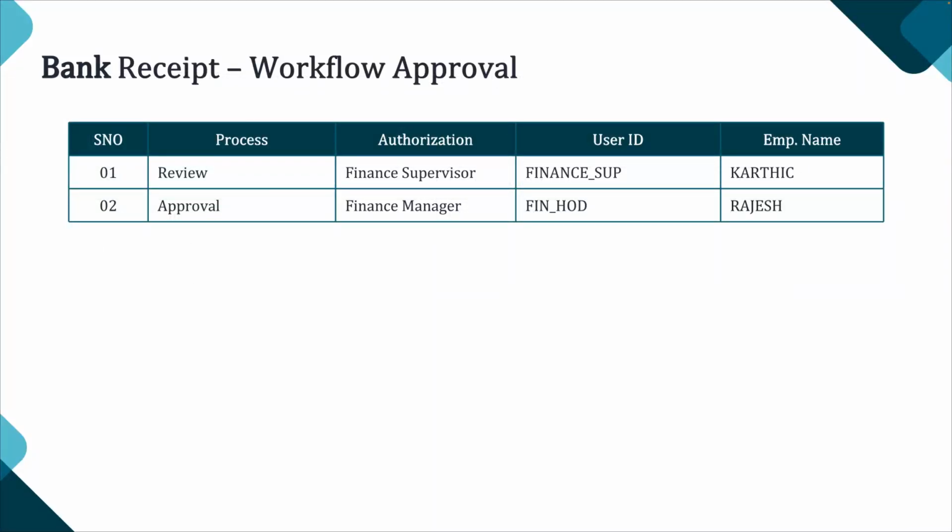This slide shows the bank receipt workflow approval process, which consists of two levels, reviewing and approving. First, once the entries are made by the creator, the document will be forwarded to the supervisor. Once the supervisor reviews the document, they will forward it to the manager, who will review and approve the document. This is the overall workflow.